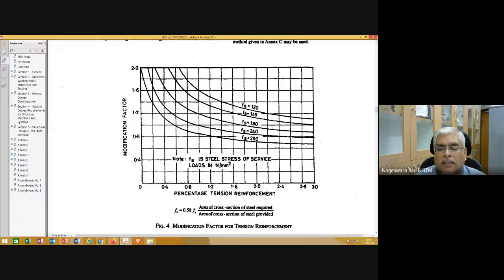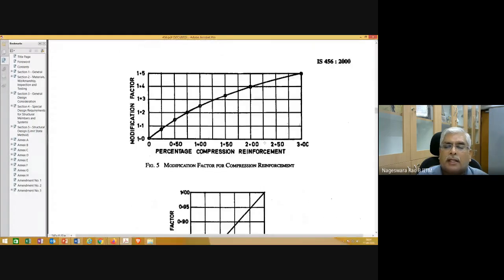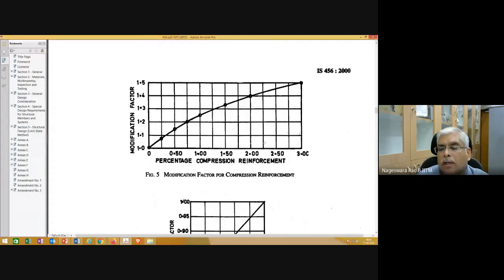Now let's go to compression reinforcement. I hope everybody is following, okay? If you have any questions, please let me know. So let's go to compression reinforcement. That is the first time we are reading that one, using that figure. So the compression reinforcement modification is much easier. And what is the percentage of compression reinforcement?